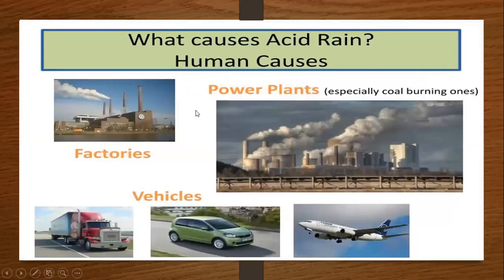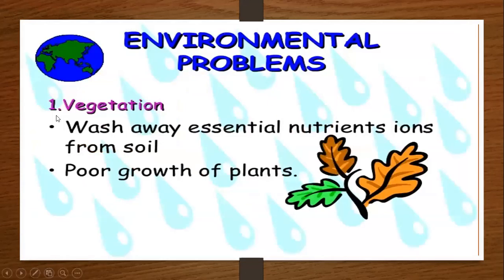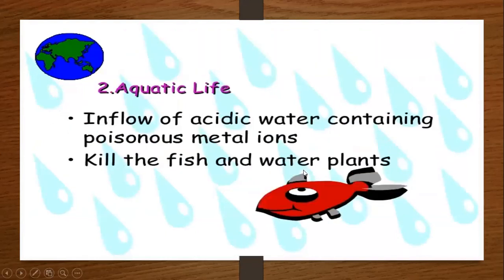Human activities, or human causes, such as smoke from vehicles and burning fossil fuels, are the main cause, along with power plants. So it will affect the vegetation, plants, and soil. It will prevent the growth of the plants. It will affect the aquatic organisms, and it will increase the acidity of the water.